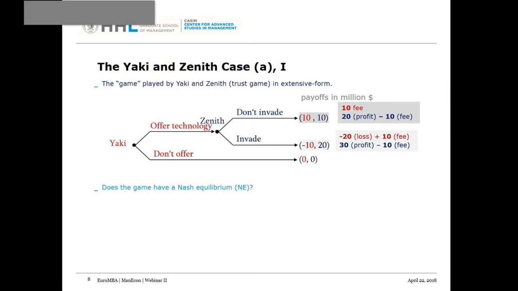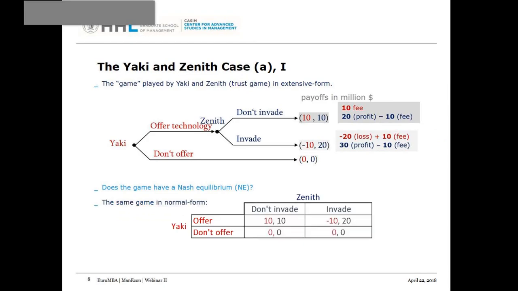In the normal form game, we put all the strategies. So Yaki can offer or not offer the technology, and Zenit can invade or not invade. The payoffs: if Yaki offers and Zenit doesn't invade, so we are in the upper branch of the tree, the payoff is 10 and 10. If Yaki does not offer, it's 0 and 0. Here you have to make sure that not offering the technology always leads to 0 and 0.